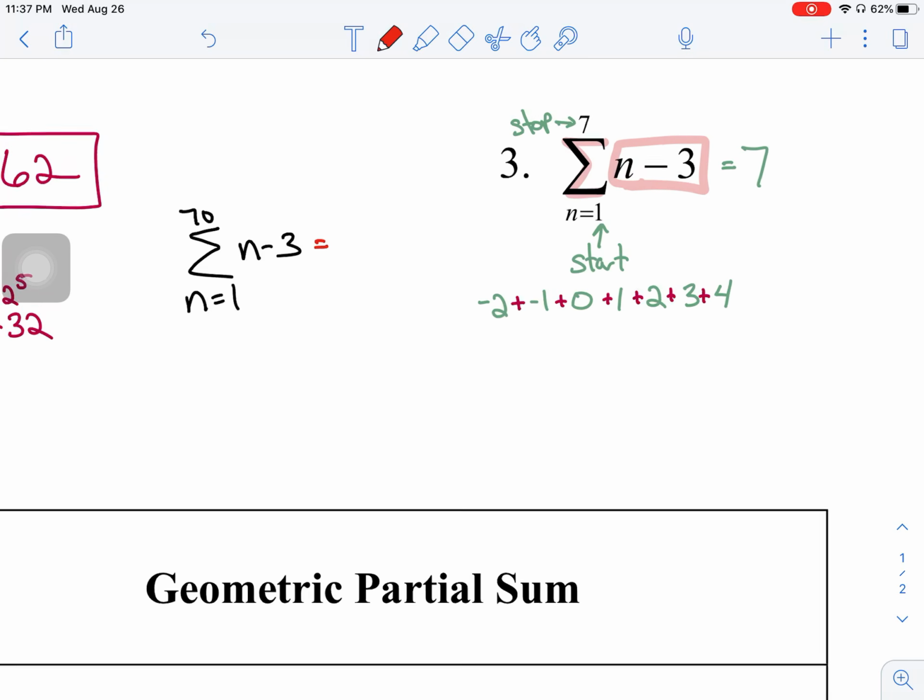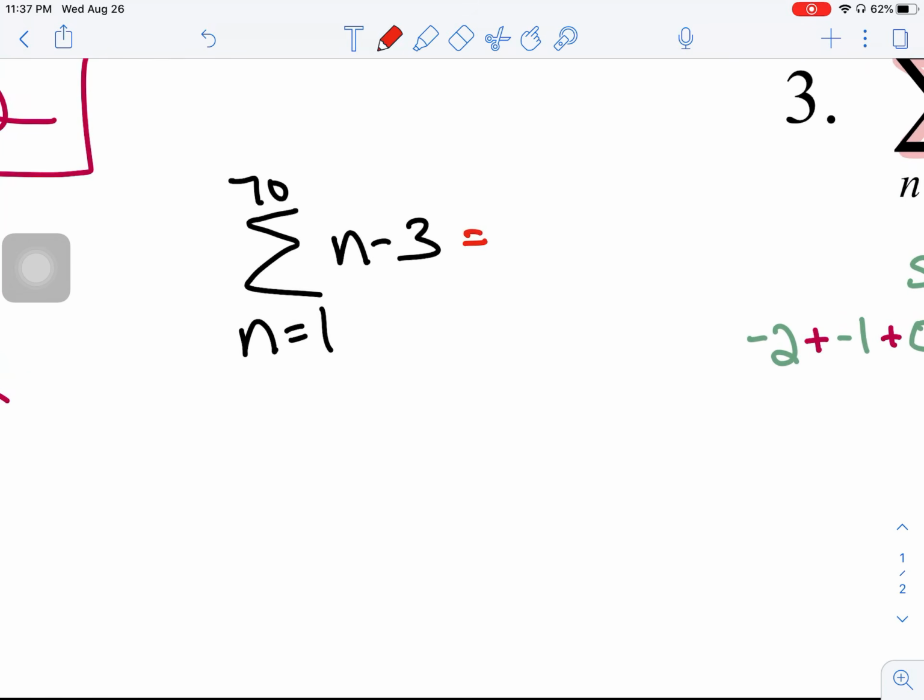What I would recommend you do, and I'll go ahead and zoom in on just this piece of it, start writing the sequence. So if n equals 1, your first term would be negative 2. And then if n equals 2, your next term would be negative 1. If n equals 3, you get 0 on down to whatever. Okay?